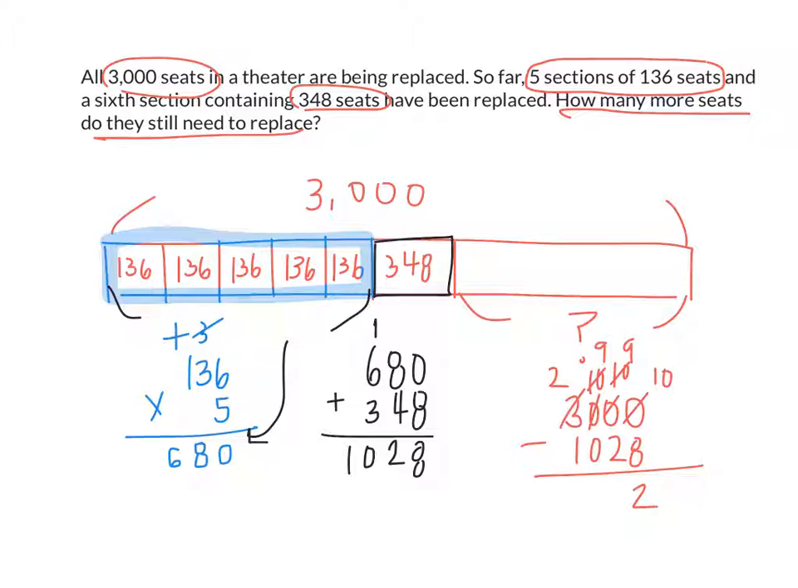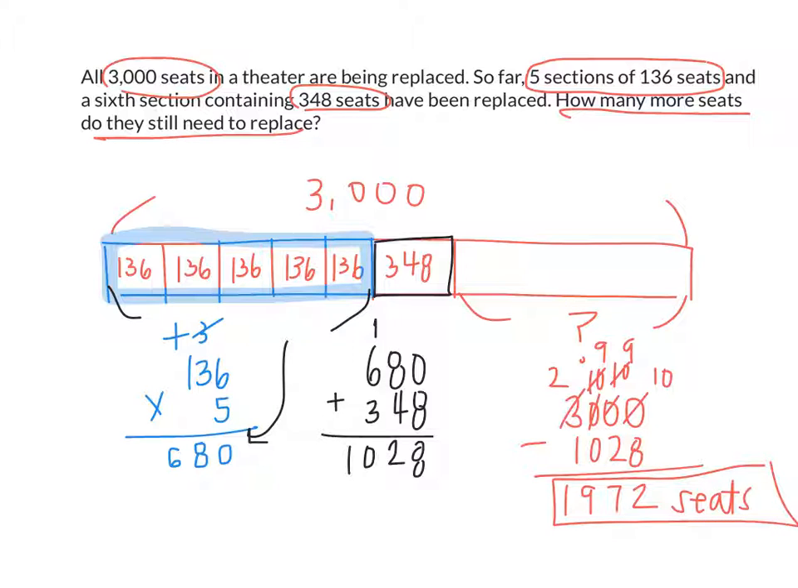I have 9 tens, and I take away 2, which is 7 tens. I have 9 hundreds, and I don't take away any, so that is 9 hundreds. I have 2 thousands, I take away 1, 1,000. So the answer is 1,972, but I need a unit. Seats. Good. Okay, so again, this is a multi-step problem.